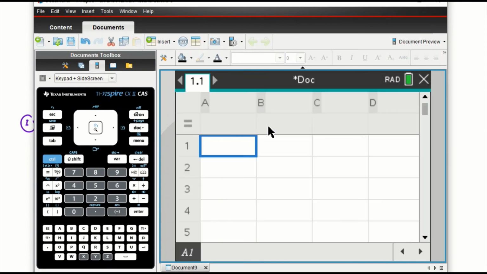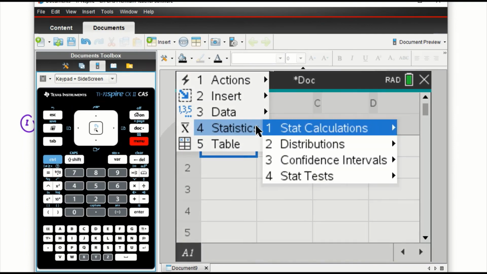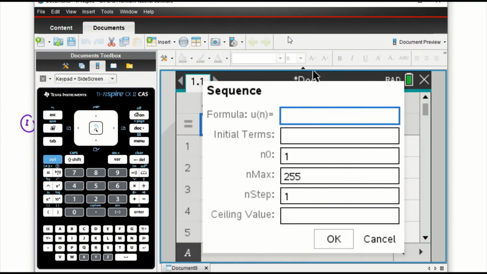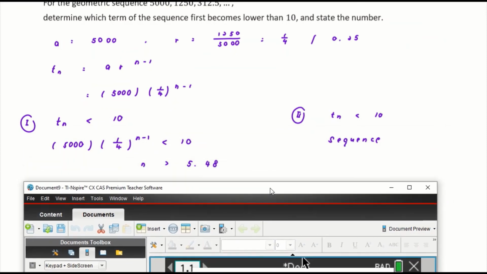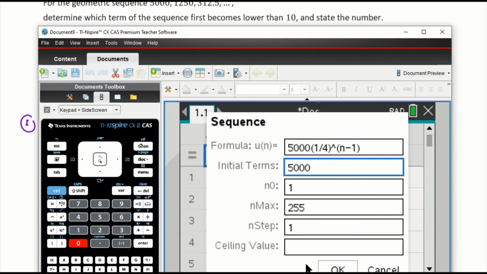If not, when you create the list and spreadsheet, you are going to get a list of fractions. Then it's going to be very hard for you, because you still need to check one by one which one is lower than 10 and which one is higher than 10. That's why it's easier to change back. Now same thing, data, generate sequence. Let's key in the sequence here: 5,000, 1 over 4, power n minus 1. The initial term here is 5,000. So let's generate it.